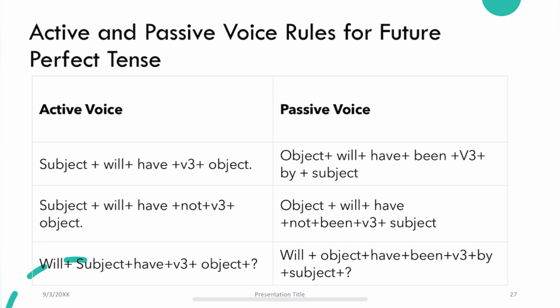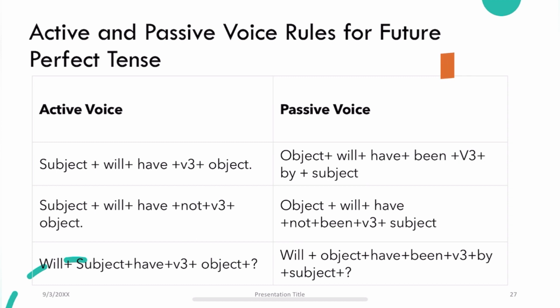Let's talk about future perfect tense. The active voice rule for the simple sentences is subject plus will plus have plus third form of the verb and object. And if we change it into the passive voice, the formation of the sentence will be object plus will plus have been plus third form of the verb then by subject.